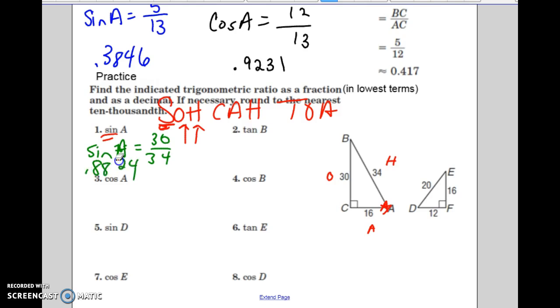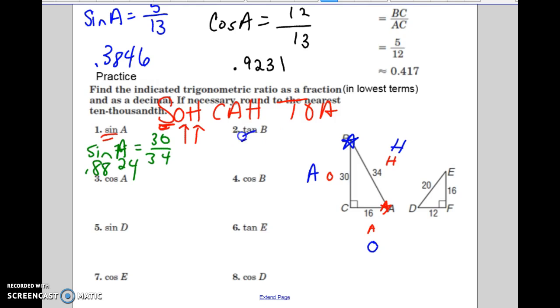Okay, did you already do B, or number 2? What's different about number 2? Okay, it's asking for tan B, so what do I have to do? Good, I have to move the star, don't I? So this is still going to be my hypotenuse, but now this is going to be my opposite, and this is going to be my adjacent.